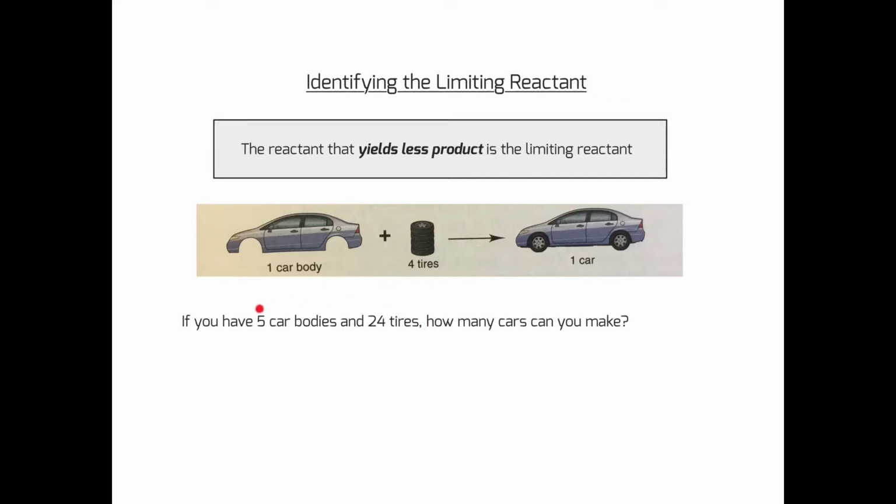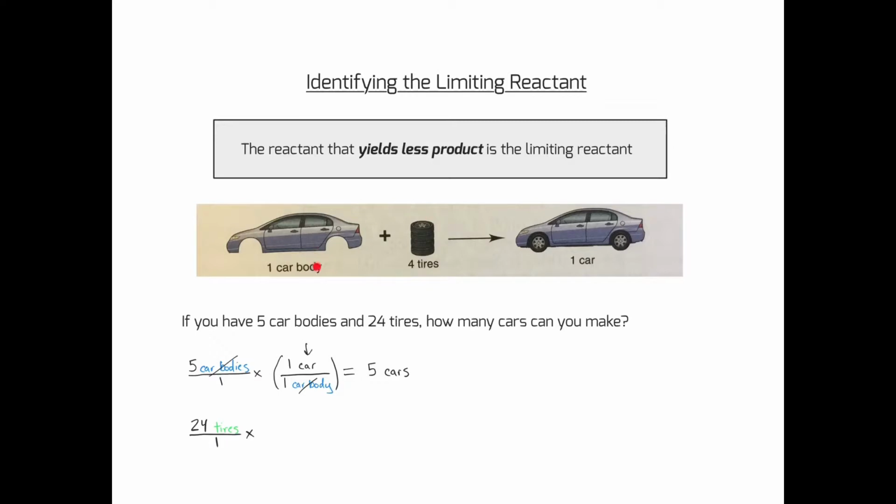So we'll start by converting car bodies to cars. So we have 5 car bodies, and we look at our balanced equation here, and we see that there's 1 car body per 1 car, which gives us this conversion factor. We set it up so car bodies are on bottom to cancel with our car bodies on top. So these car bodies cancel with these, and now we're left with cars. So we multiply 5 times 1 divided by 1, and we see that with 5 car bodies we can make 5 cars.